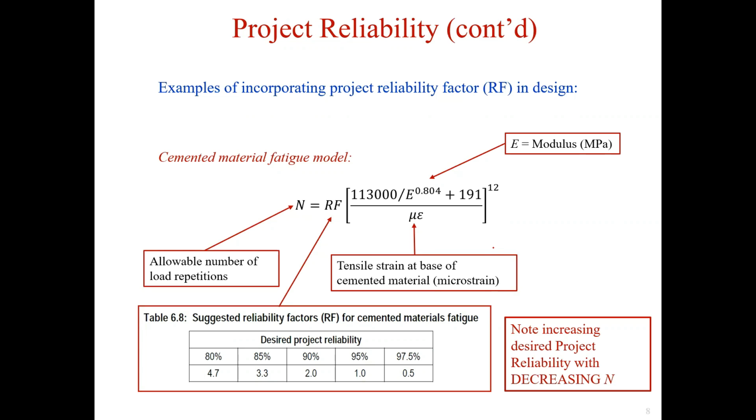This relationship generally has been found to be in accordance with observed performance. In the formula, the N is the allowable number of load repetitions. E is the modulus of cemented material in megapascal. The mu epsilon is the load-induced tensile strain at the base of cemented material. The RF is the reliability factor for cemented material fatigue, which can be referred from the table.